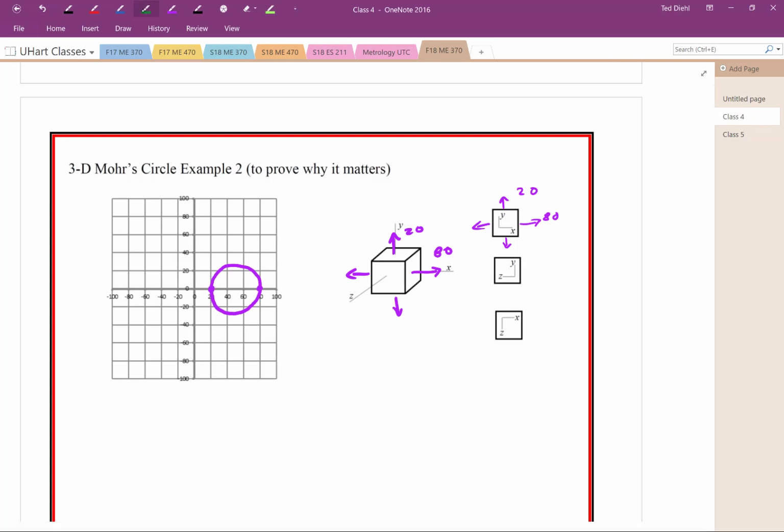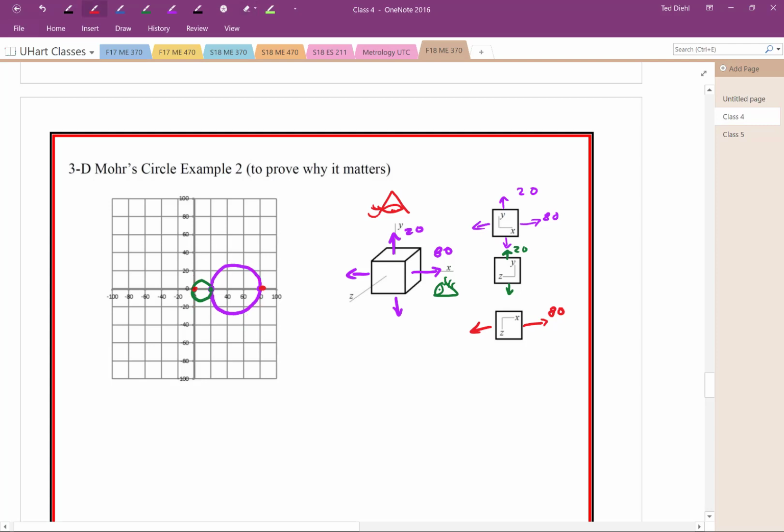Now let's go to the YZ face. We're looking from this direction, down the X axis, and all we see is 20, and the other face would be 0. So we would have these 2 points right here, and we get this itty bitty Mohr circle. Do the same thing for the XZ plane. Now we're looking down at it again, and all we have is 80 in this direction. So 80 is the plot point here, but for this other face, we want to plot that to get a complete Mohr circle. So we have this right here.